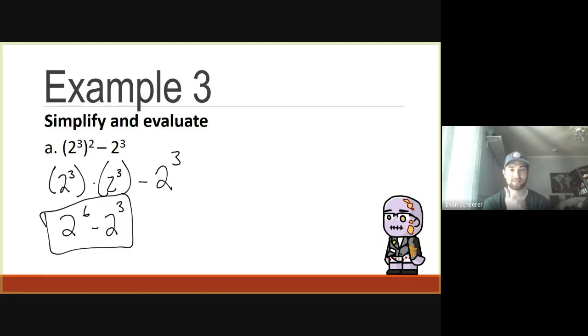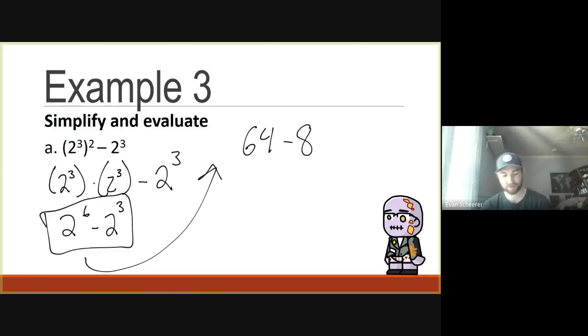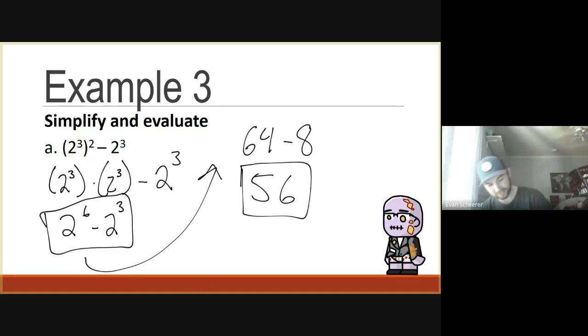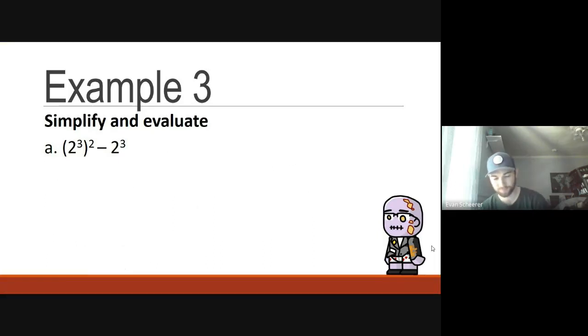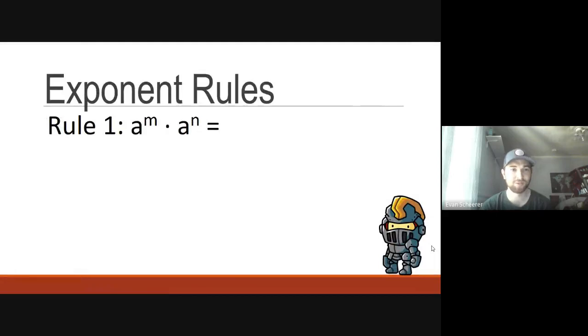So 2 to the 6th, 2 times 2 is 4, times 2 is 8, times 2 is 16, times 2 is 32, times 2 is 64. So that's going to give me 64 minus 2 times 2 is 4, times 2 is 8. 64 minus 8 is going to give me 56. That's my answer. Let's double check. 2 times 2 is 4, times 2 is 8, times 2 is 16, times 2 is 32, times 2 is 64. Perfect. All right. So what's the rule?